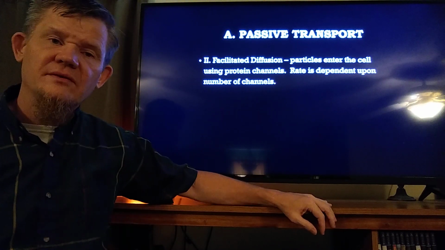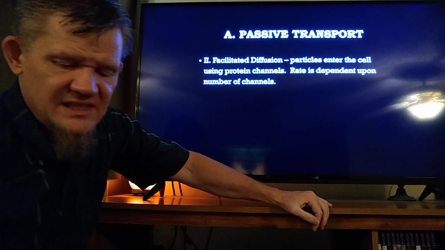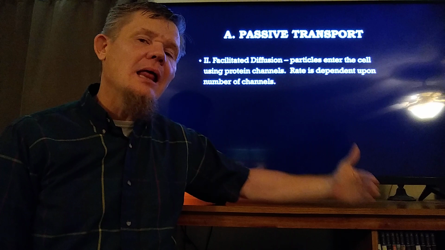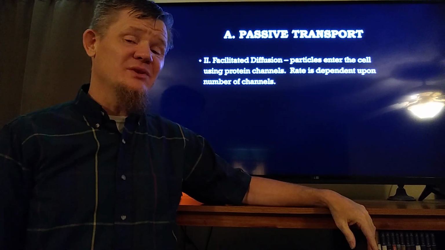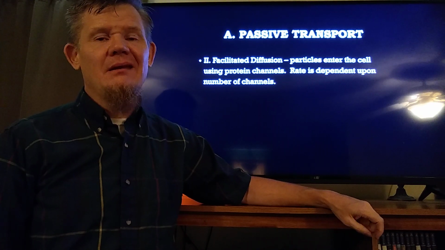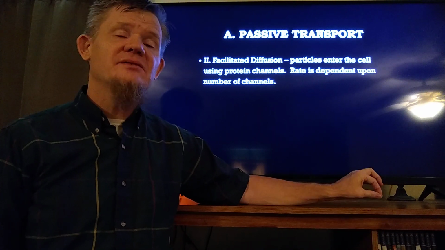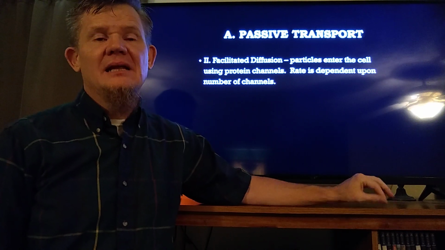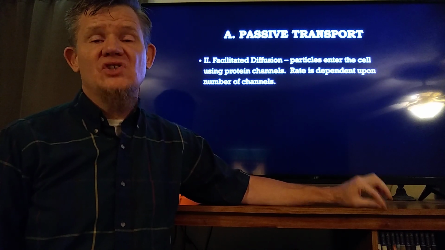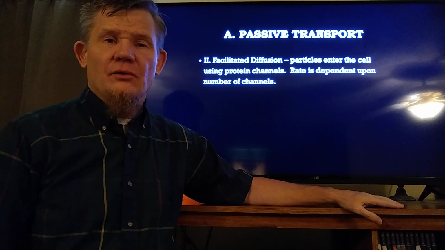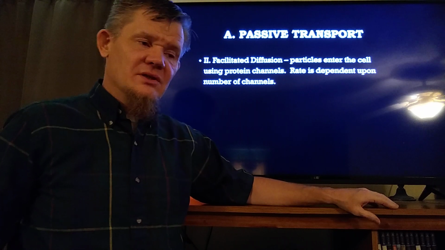Our next variety of diffusion is called facilitated diffusion, and facilitated diffusion means diffusion that needs help. That's what the facilitated part is. This is for molecules that can't go straight through the cell membrane. These are for molecules that need those channels, those channel proteins that allow them to come in.